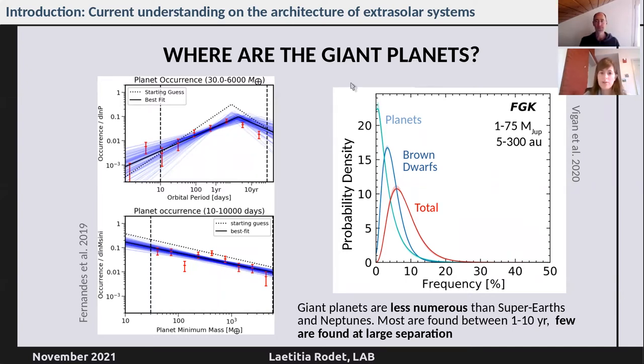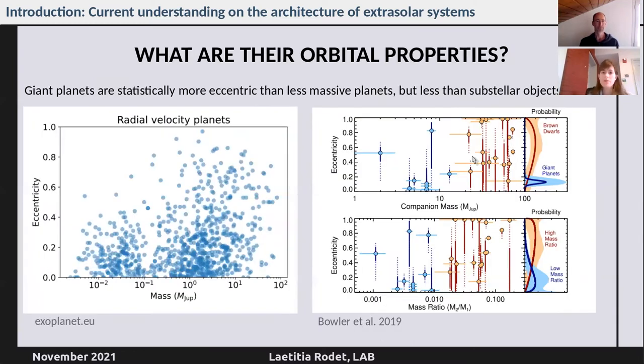In the direct imaging method, some surveys were able to do a systematic survey of cold Jupiters, with separation more than 5 AU and mass more than 1 Jupiter mass. And they found that around solar type stars, such giant planets with large separation were found around less than 10% of solar type stars, even less than brown dwarf companions, which is pretty telling, because brown dwarf companions are known to be scarce.